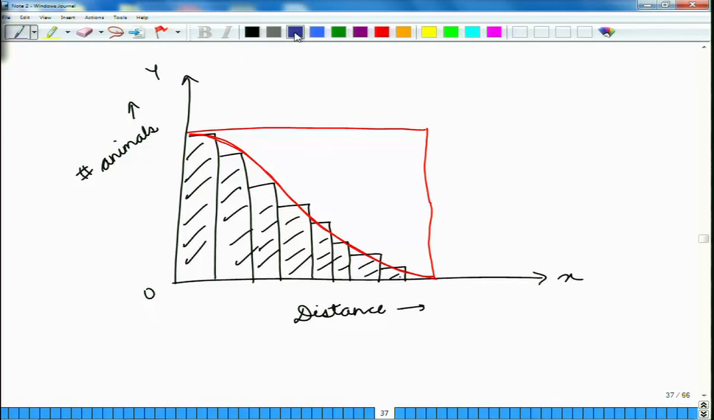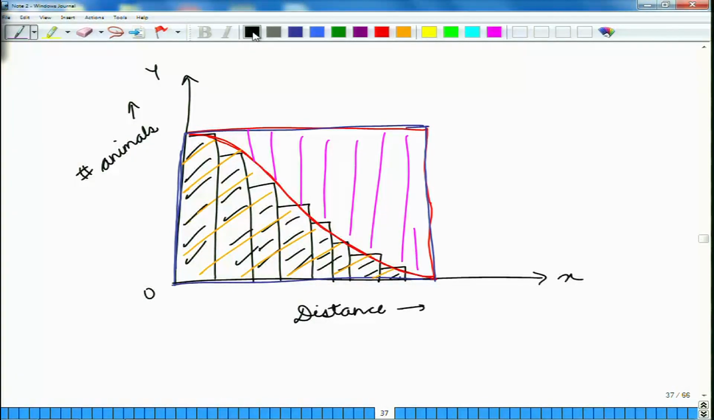Now, the total number of animals that were there in the forest is proportional to the area of this rectangle, whereas the number of animals that we actually saw in the forest is given by the area of this figure under the curve, and the number of animals that we missed out is given by this area.